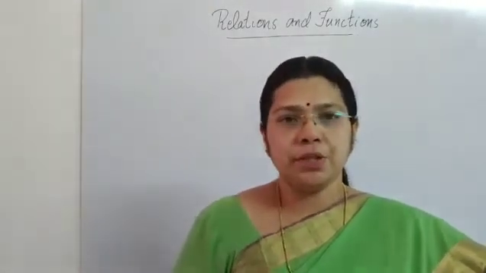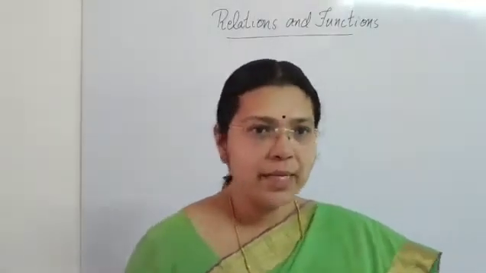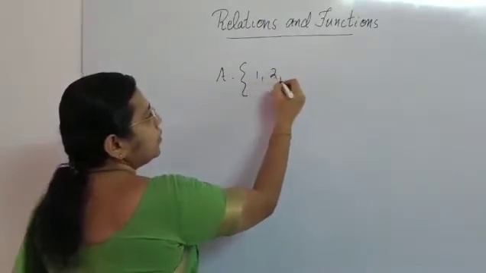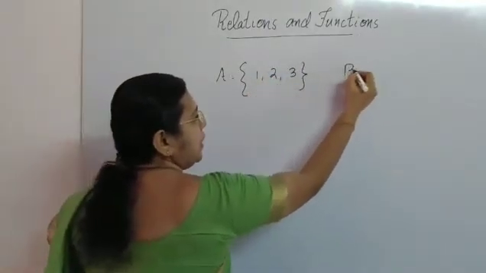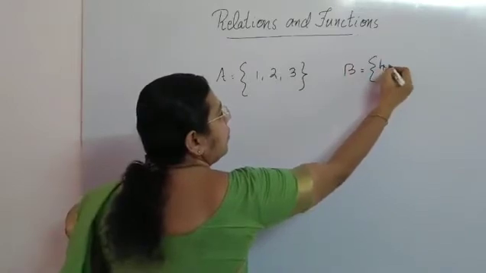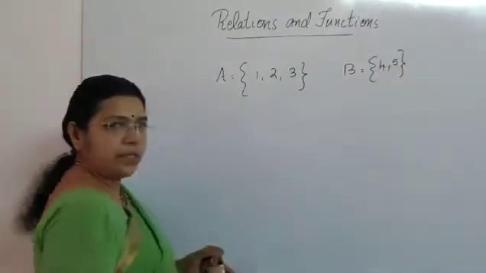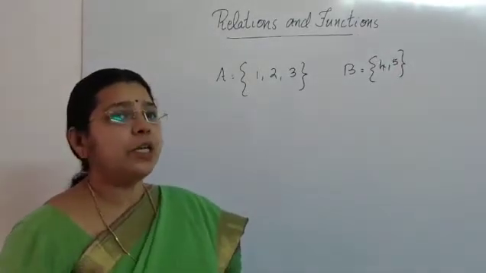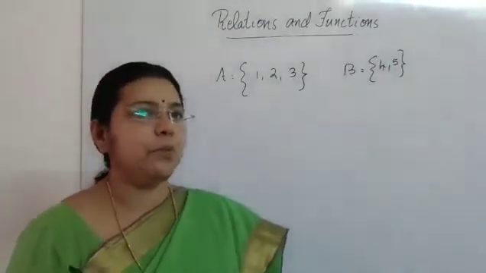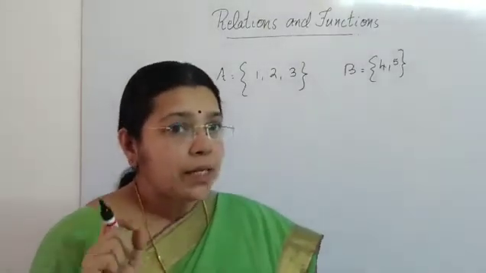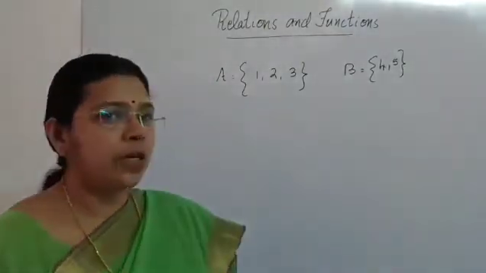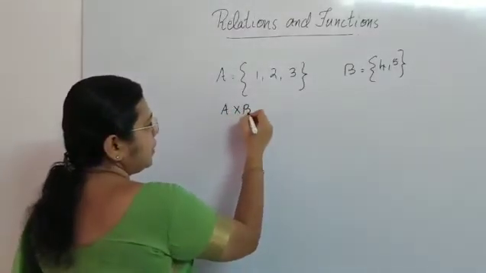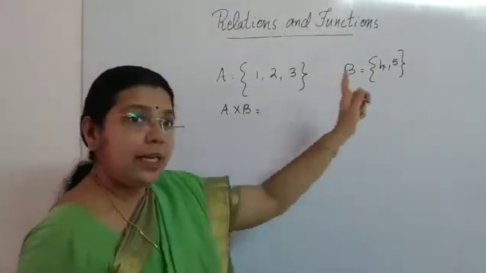Well, I am going to introduce 2 sets here. Set A is given as {1, 2, 3} and set B I write as {4, 5}. So, these are the 2 sets. Now, what is the Cartesian product from A to B? It's also called the cross product. So, A cross B is the Cartesian product from A to B.